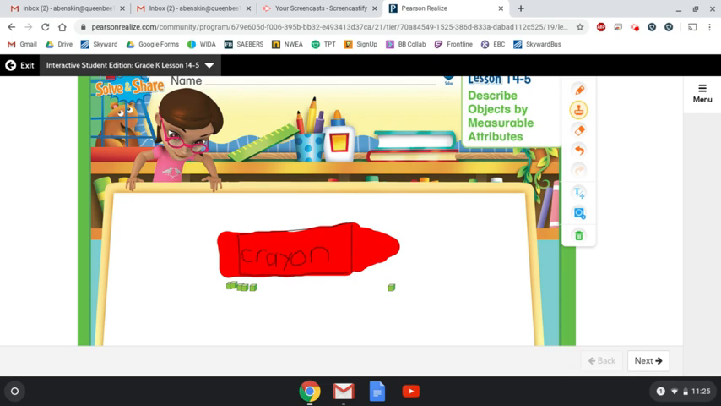Those are measurable attributes. Can you measure how red it is? No. It would tell you about the crayon, and it would tell you that it's a red crayon, but it's not something you can measure. All right, let's go on to the next page.